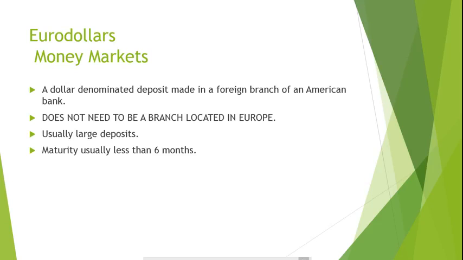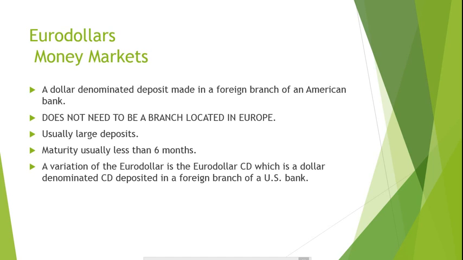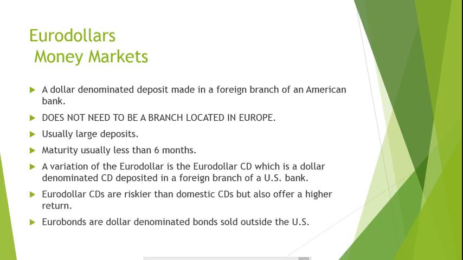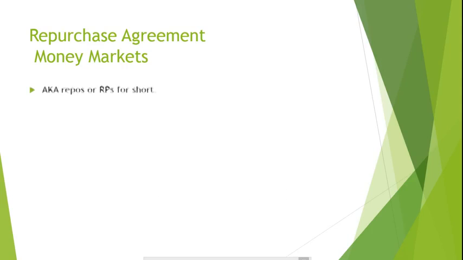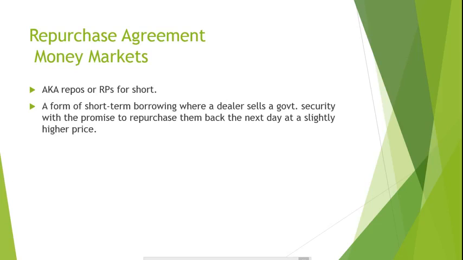Firms also sometimes issue eurodollar bonds outside of the United States. Eurodollar bonds are dollar-denominated bonds sold outside the U.S. Repurchase agreements, also known as repos or RPs, are a form of short-term borrowing where a dealer sells government securities with the promise to repurchase them the next day at a slightly higher price than what they sold for. Thus, the dealer is simply taking out a one-day loan using the security as collateral.